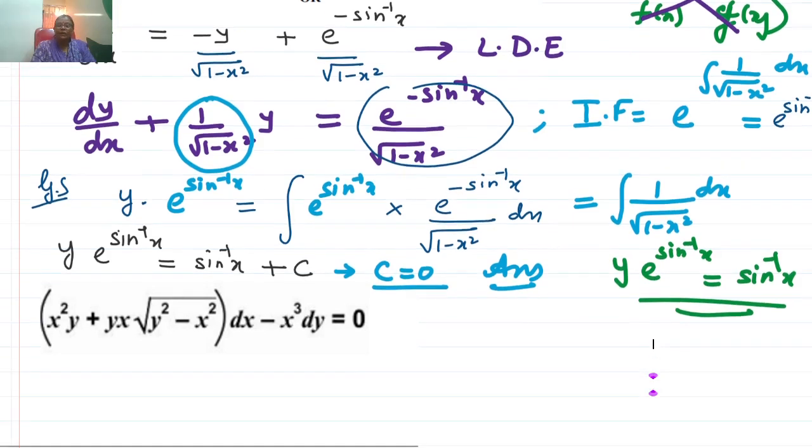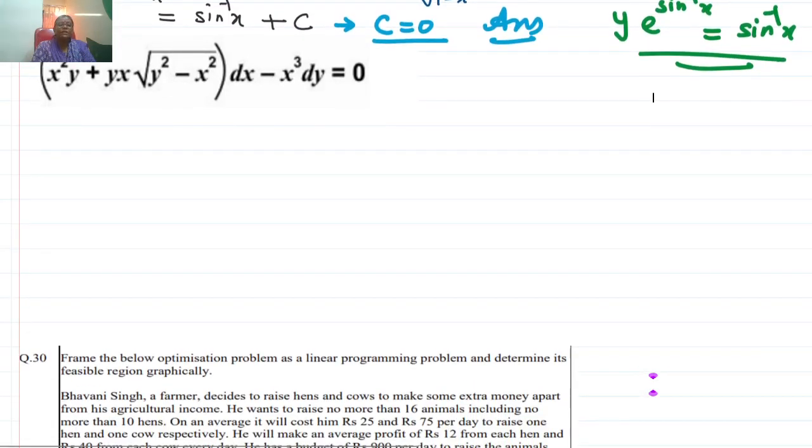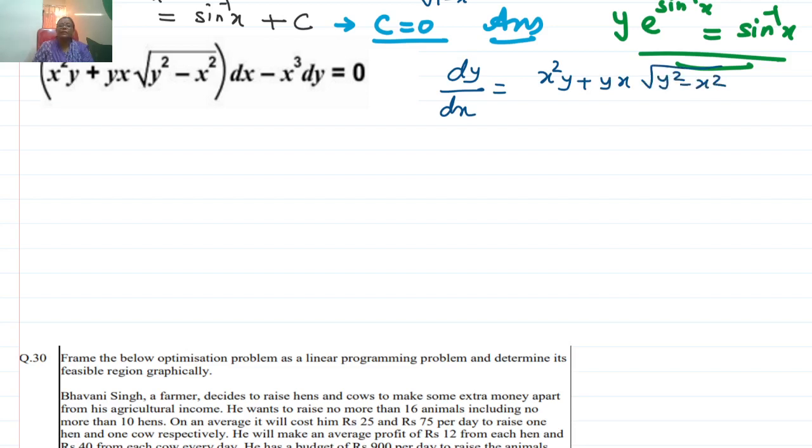Okay. Now the next question. The next question is again a question based on differential equation. As I said just now, rewrite this expression in the form of dy on dx. I'll rewrite this as dy on dx. So what is it that you will get? x square y plus yx times root over y square minus x square on x cube.